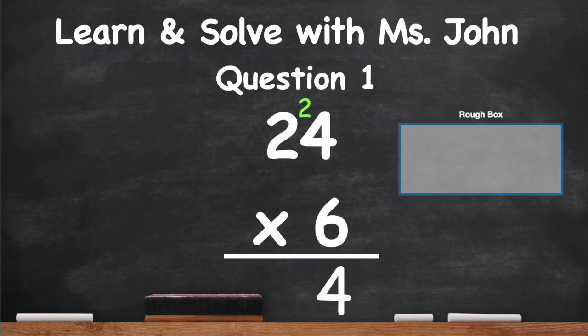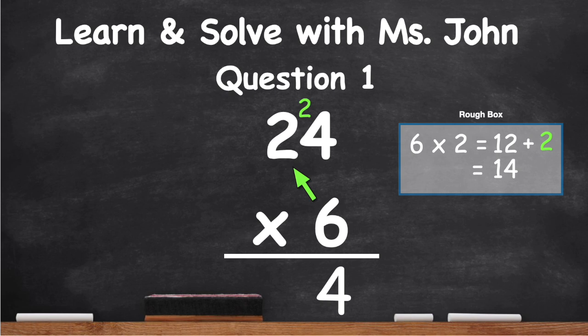Now we're going to multiply 6 times 2. So in the rough box, we're going to write 6 times 2. 6 times 2 equals 12. Now we're going to add the number that we carried, so the 2. So let's bring that down to the rough box. And now we're going to do 12 plus 2. 12 plus 2 equals 14.